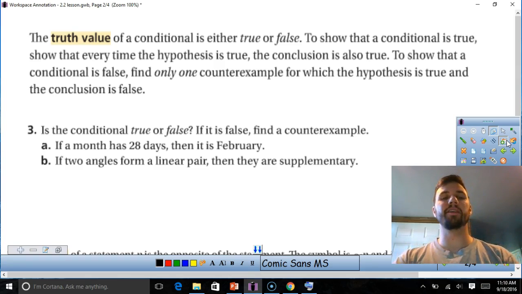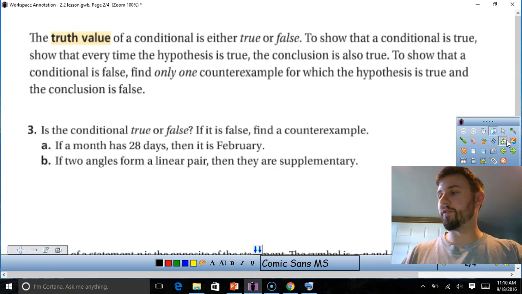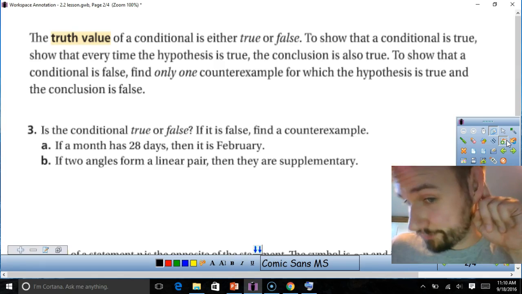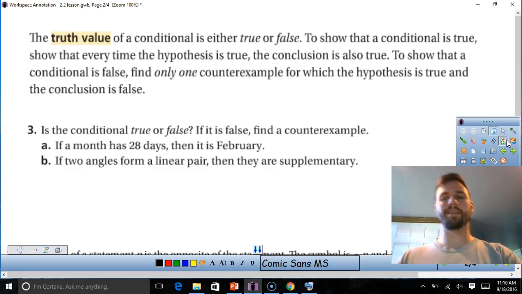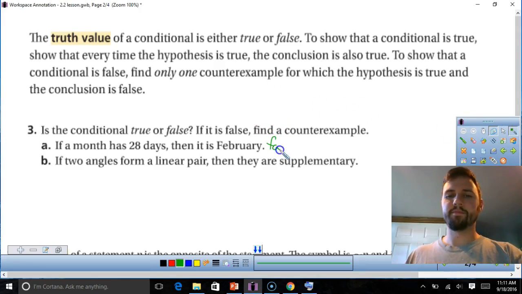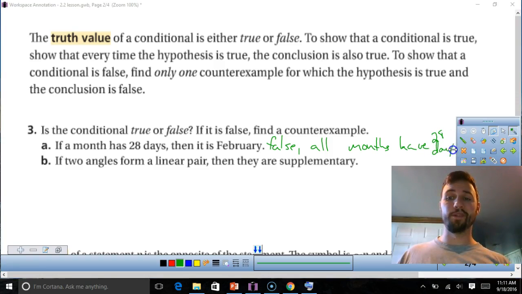Number 3A. Let's tell if it's true or false. If a month has 28 days, then it is February. True or false? Right now, yell at your screen. That is false. September has 28 days, plus some. All months do. Old joke, but it works. They all have 28 days, at least 28 days.